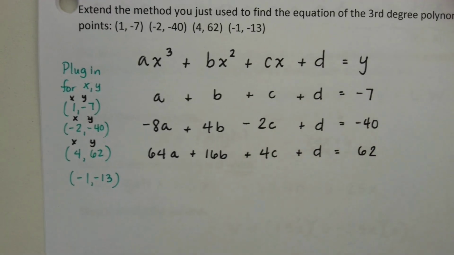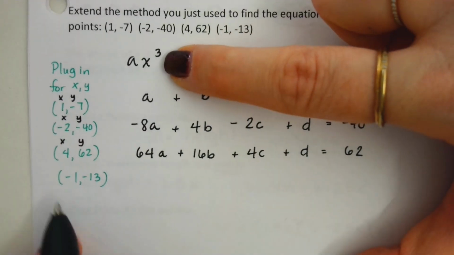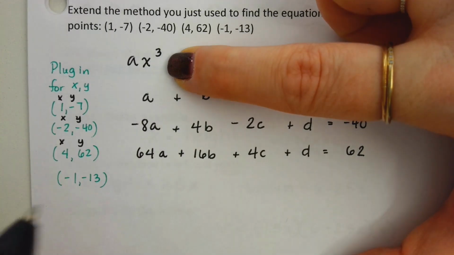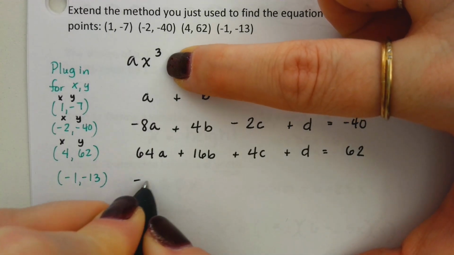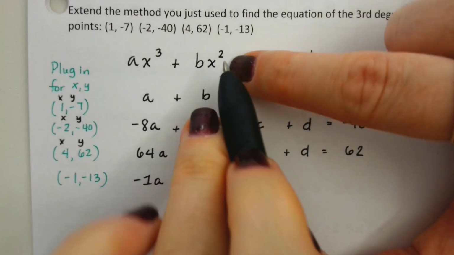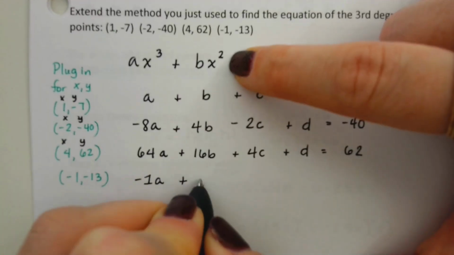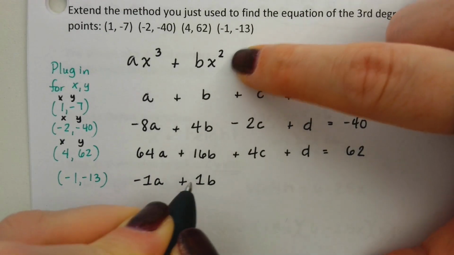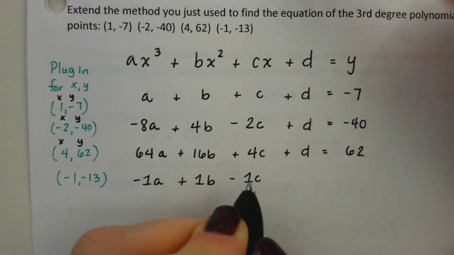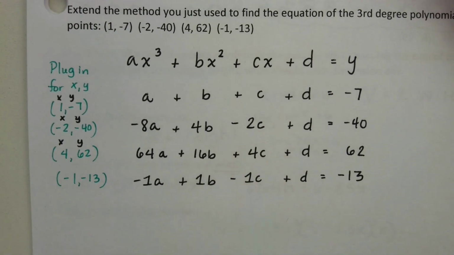62. And one last one, plugging in for negative 1. What's negative 1 to the third power? Negative 1. So that's negative 1 times a, which is just negative a, or you can write negative 1a if it helps you remember that that should be a 1. Negative 1 squared? 1. 1 times b would just be plus 1b. And then we'll have negative 1 times c, which is negative 1c, plus d equals negative 13.